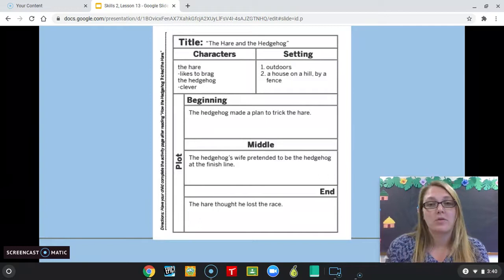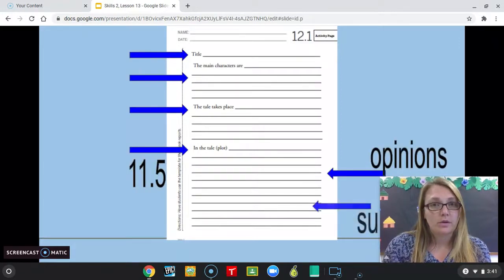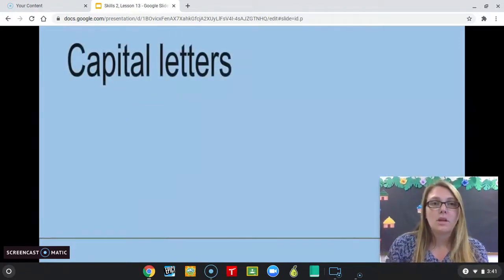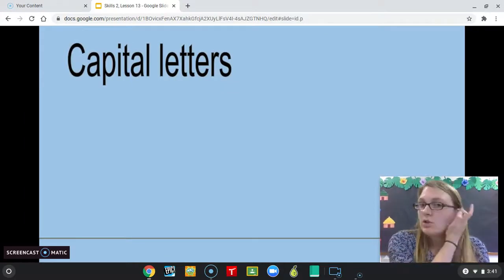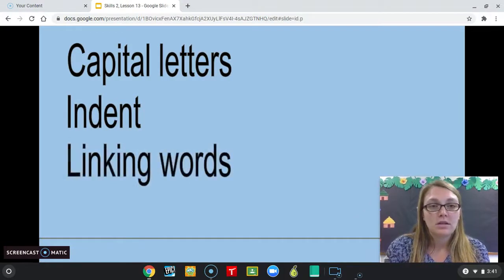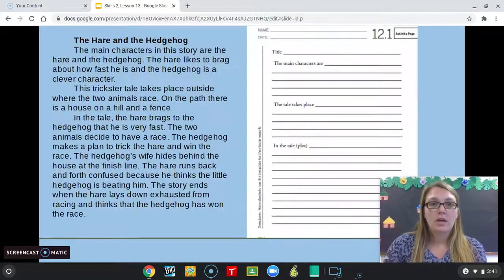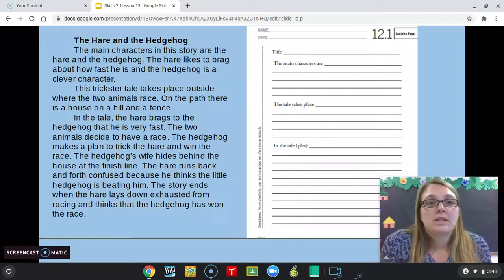So you should have a copy of your planning guide as well as all of the parts filled out of 12.1, the writing page. When you're editing, you're looking for capital letters, making sure you have the indent, checking for linking words. Okay, so here is an example.